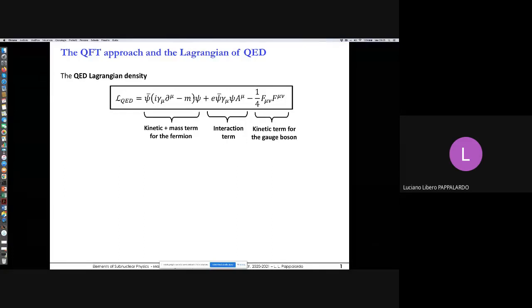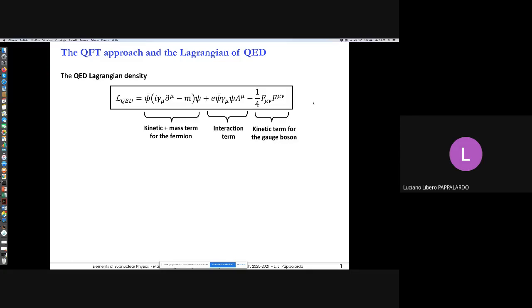So, at the end of the last lesson, we derived the full expression of the Lagrangian density of QED, quantum electrodynamics, which is, as you now understand, the quantum field theory of the electromagnetic interaction. And you find it here. So we have a first term, which includes the kinetic and the mass term for the fermion, for instance, an electron or a positron or whatever. Then we have an interaction term, where now the fermion field interacts with this vector boson field, our gauge boson. And then we have a last term, which is the kinetic term for the gauge boson itself.